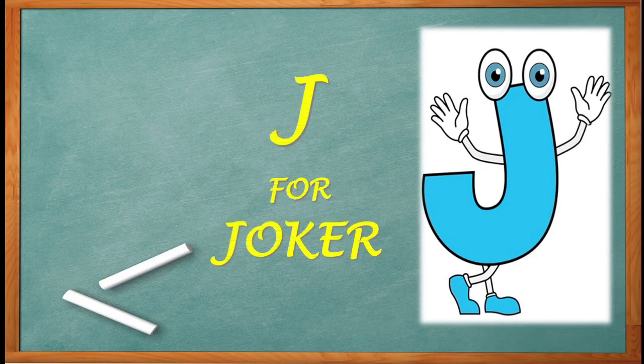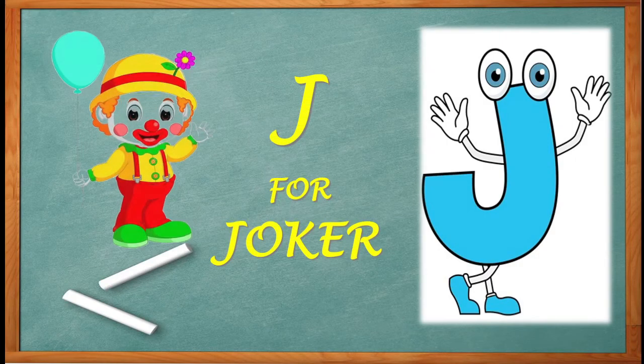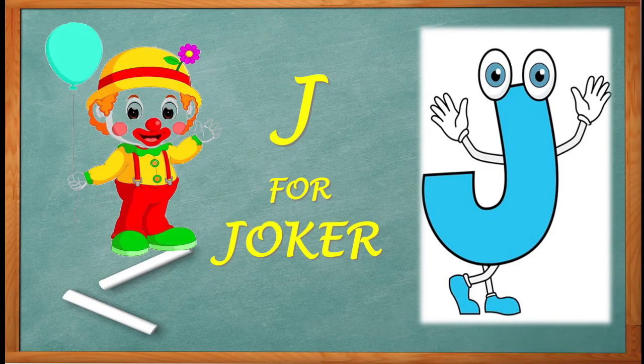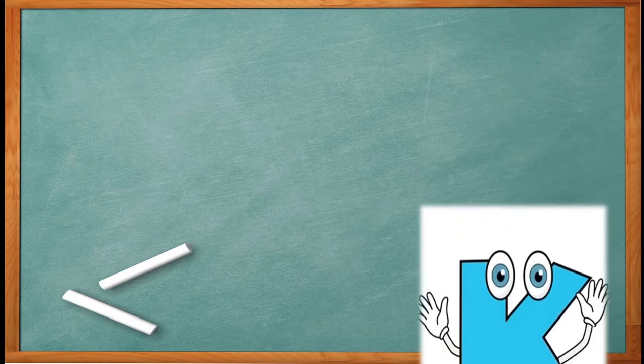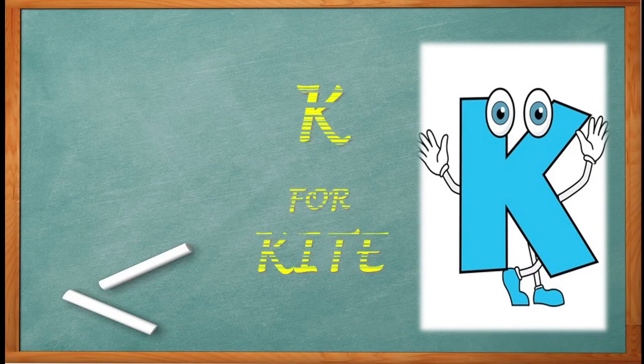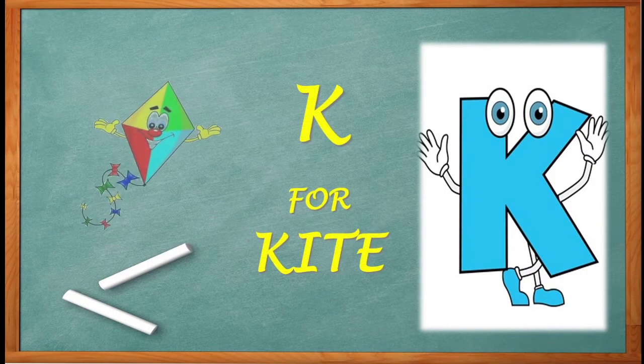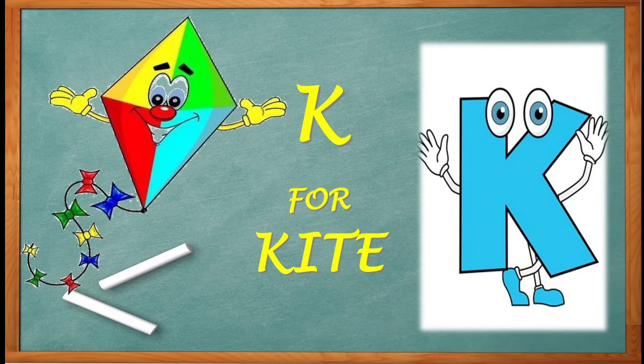J. J for joker. Yay. See, what comes after J? It's K. K for kite. It's my kite. Hello, kite. After K, what comes?